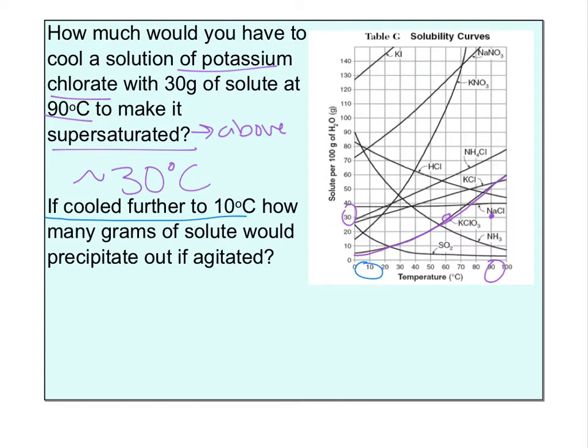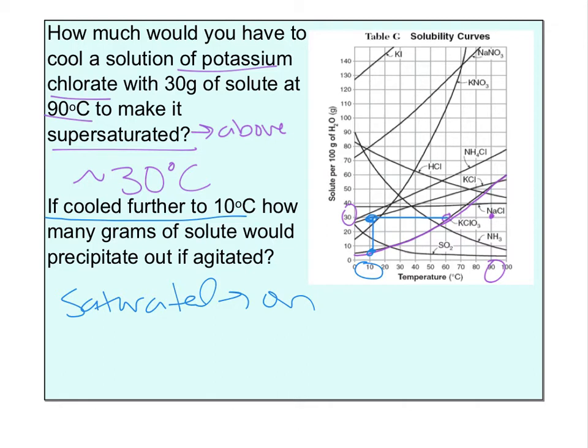So it's saying if we cooled it further to 10. So like yesterday, if you left it in that ice bath for a really long time or something like that, cooled it down to 10 degrees Celsius. So now we agitate it. So when we agitate it, it becomes saturated. And we know that if something is saturated, it is on the line. So right now we're above the line because we're supersaturated. So if we agitated, it would fall to be on the line.